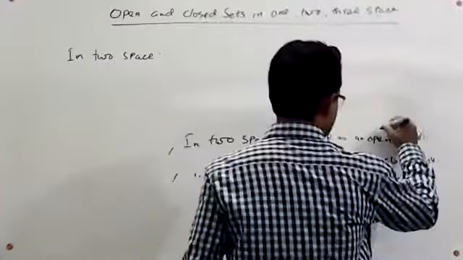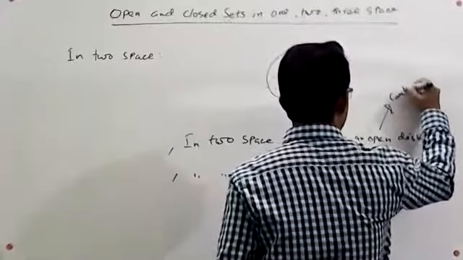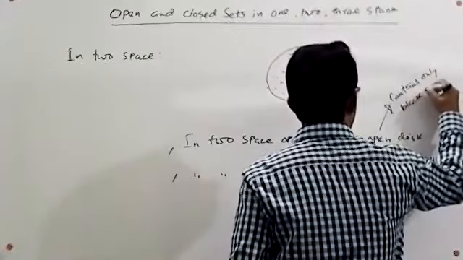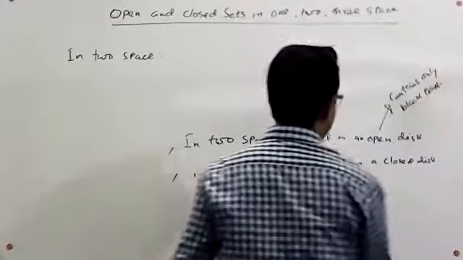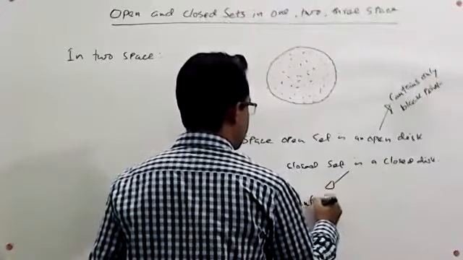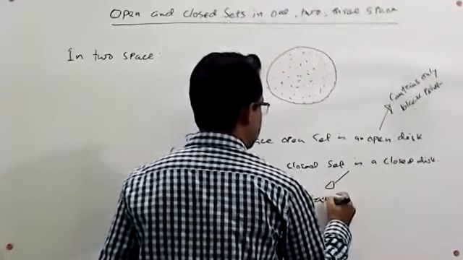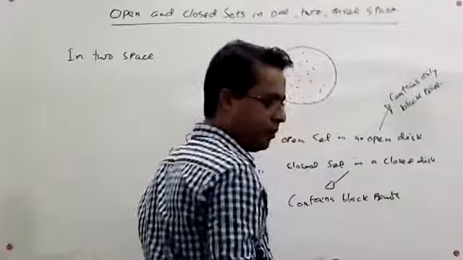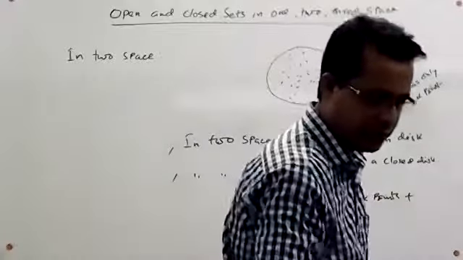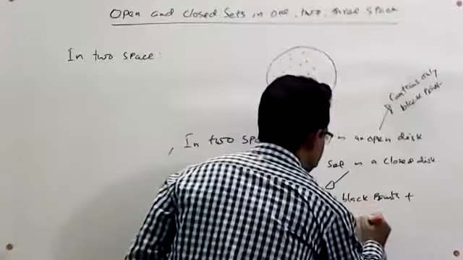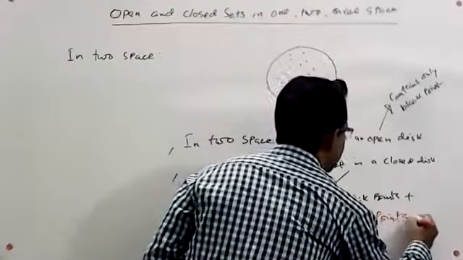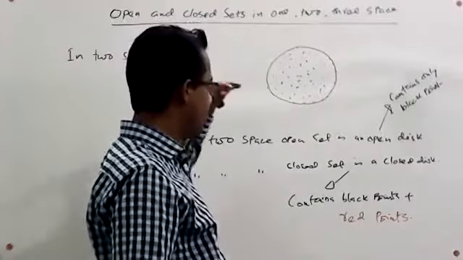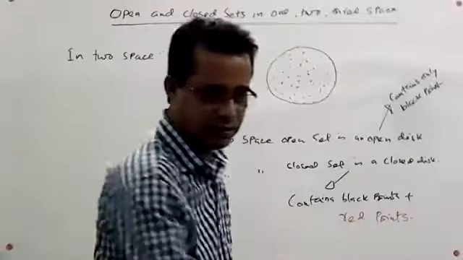This disk contains only black points, but this set contains black points plus red points. So the combination of black points and red points we can make closed set. But by only black points we can make open set.